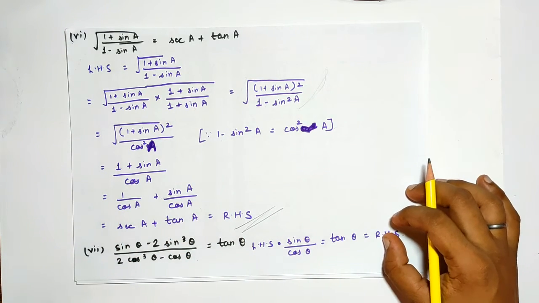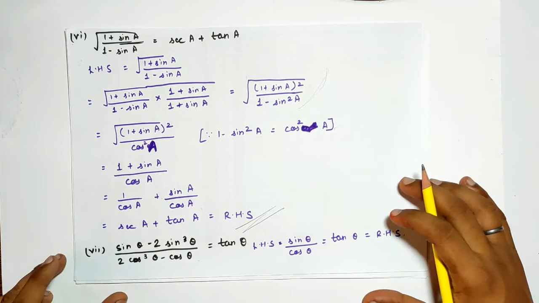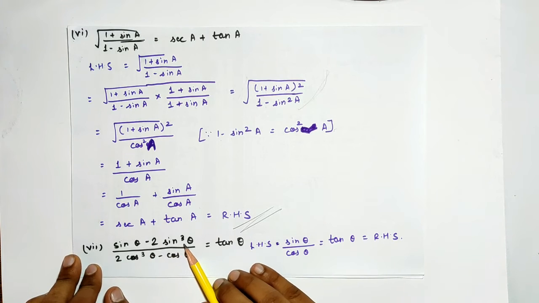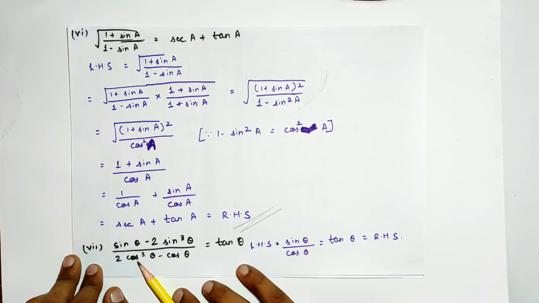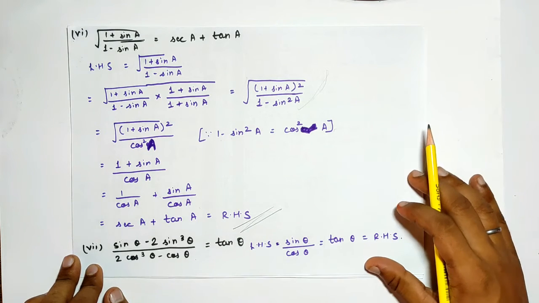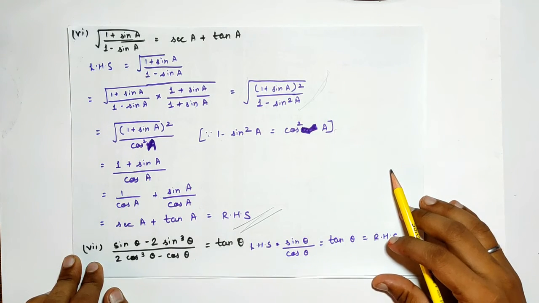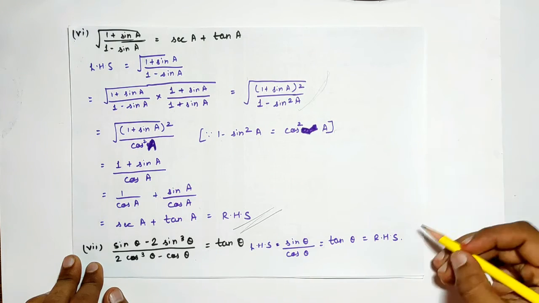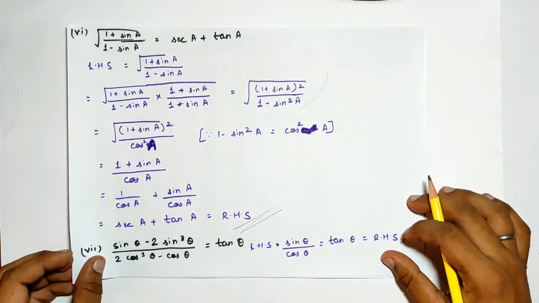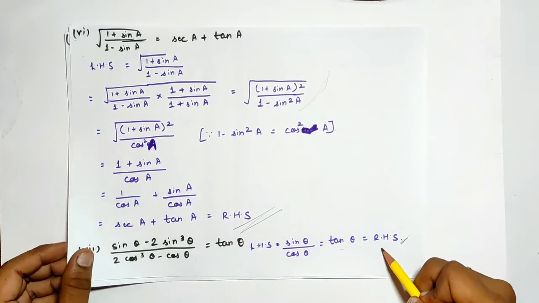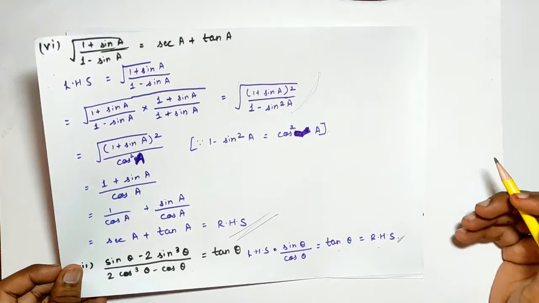So after this there is one more exercise part for you, that is question number 7. (Sin q minus 2 sin cube q) upon (2 cosec q minus cos q) is equal to tan q. So LHS will be sin q upon cos q, which is equal to tan q, which is RHS. So RHS is tan q, and you have to solve this on your own.